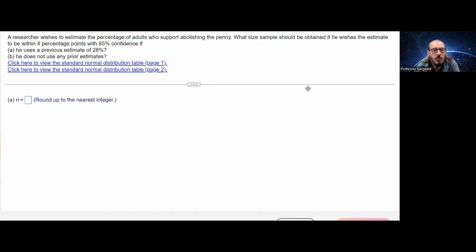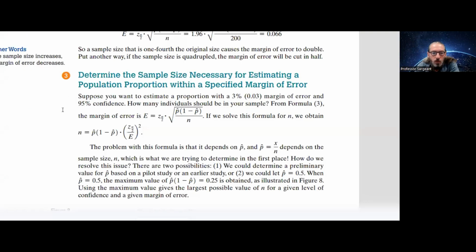Here we have that a researcher wishes to estimate the percentage of adults who supported abolishing the penny. What size sample would be obtained if he wishes to estimate the percentage to be within 4 percentage points with a 95% confidence interval? So here we have a formula for n if we have a prior estimate.